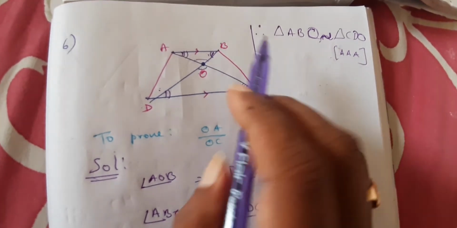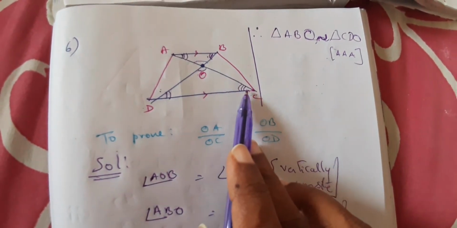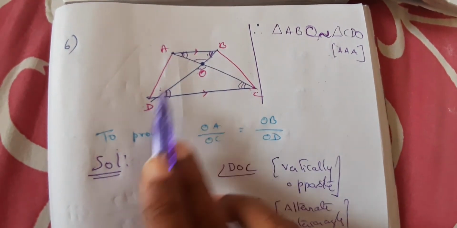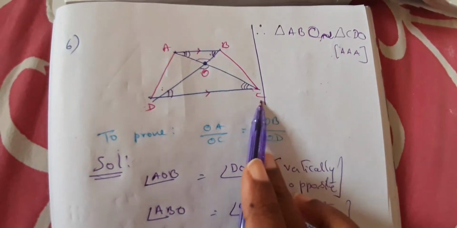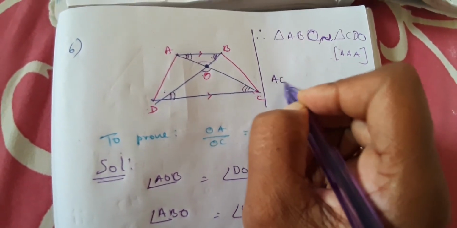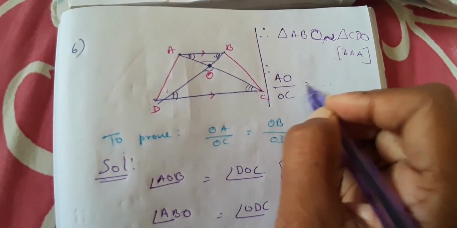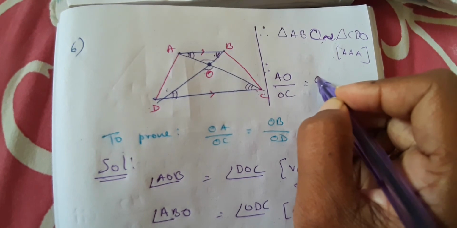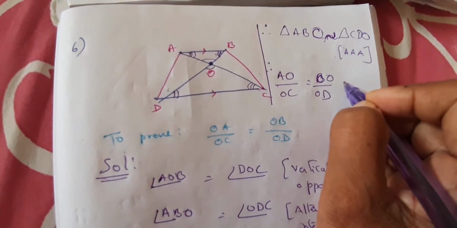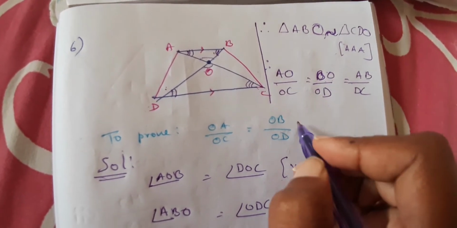So thus we will take the corresponding sides now. AO corresponds to what? OC. BO corresponds to what? OD. Very good. AB corresponds to DC. So I said I will not be doing, but I am doing. I forgot. So therefore AO by OC is equal to BO by OD is equal to, of course, AB by DC. Hence proved.